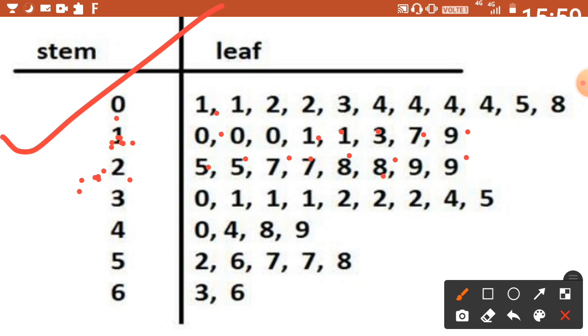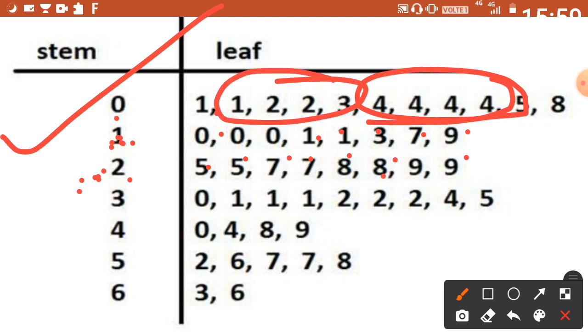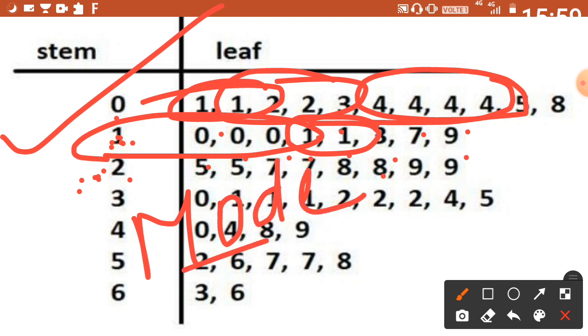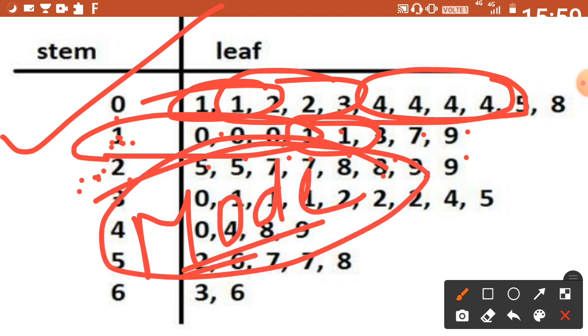Here you can count down. Here 4 is repeated 4 times, 2 is repeated 2 times, 1 is repeated 2 times, 10 is repeated 3 times, 11 is repeated 2 times. So we can also find the mode, right? Mode is the one which is having the highest frequency. So by using a stem and leaf diagram, we can easily find the minimum and maximum value as well as the mode. So let's move on.